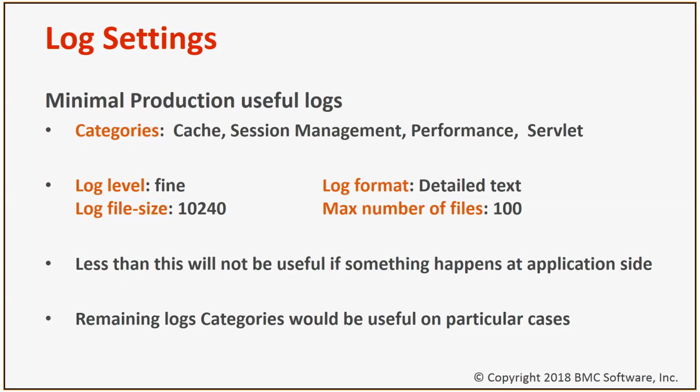Having a log level set to fine and log format set to detailed text has been very useful for a lot of customers that have had issues. So having less details or fewer categories may not give us enough information to actually act upon a situation. And if you want to have more log categories enabled, that can be useful for particular situations, such as web services or reporting, or maybe workflow or your system performance. But keeping the configuration on the log settings like this has been very, very helpful.